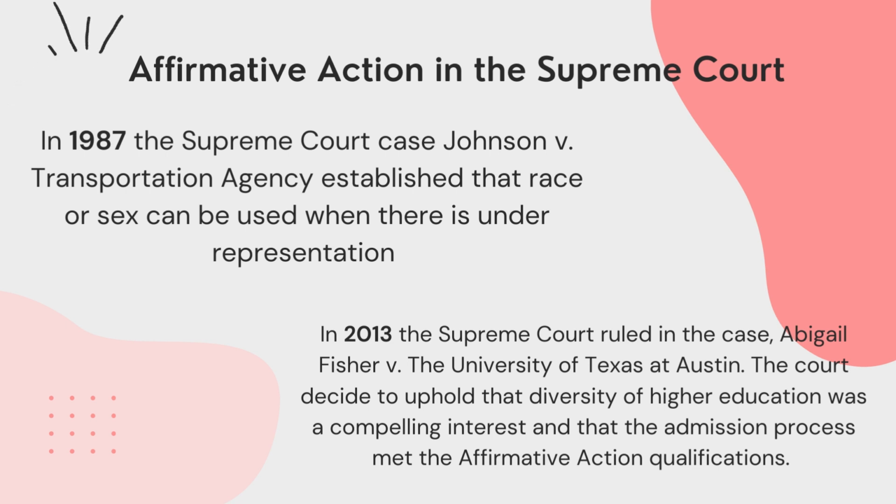In 1987, the Supreme Court case Johnson v. Transportation Agency established that race or sex can be used when there is underrepresentation of both. In 2013, Abigail Fisher sued the University of Texas at Austin because she was denied admission into the university. She thought it was because of affirmative action and that it was unconstitutional. The question in this specific case was, does the Equal Protection Clause of the 14th Amendment permit the consideration of race in undergraduate admissions decisions?